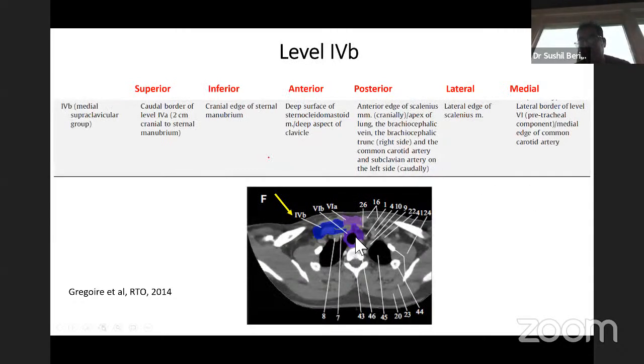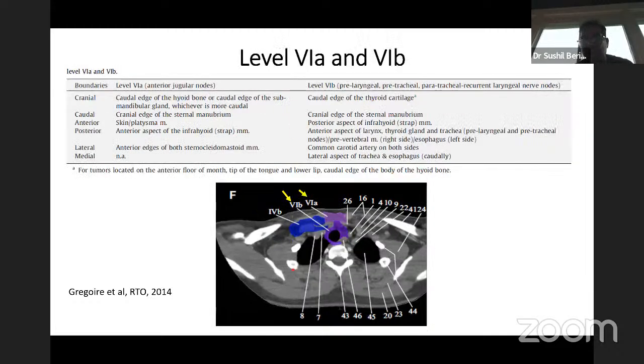So level 6 again has two parts, 6A and 6B. 6A is anterior jugular and 6B is peritracheal and prelaryngeal nodes. These are usually not at risk in oropharyngeal cancer, but sometimes they could be at risk in hypopharyngeal cancer. Again, this is level 6, and this is 6A and 6B. So these are standard nomenclature which you need to follow in your practice.